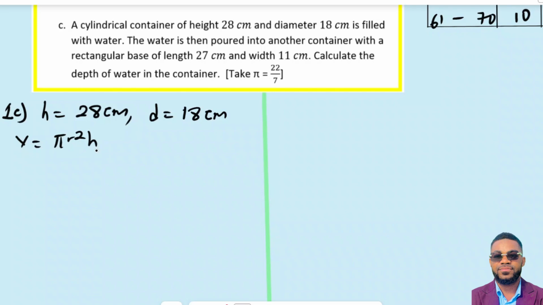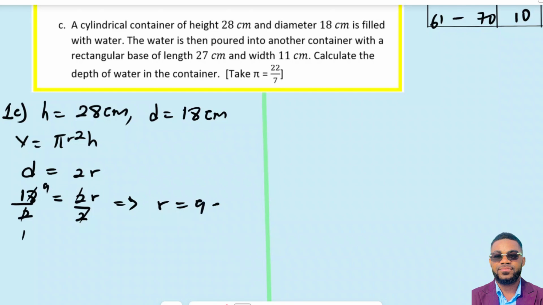In this formula, we will need the height and the radius. From this information, the radius was not given. Now the diameter was given, so we can use this diameter to get the radius. You know that diameter is equal to 2r. So 2 radii will give you 1 diameter. Since the diameter is equal to 18, we get 18 equal to 2r. To get the radius, we divide both sides by 2. So this implies that the radius is equal to 9 centimeters. That is how we can find the radius from this diameter.